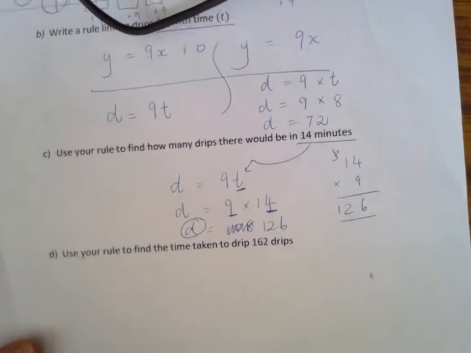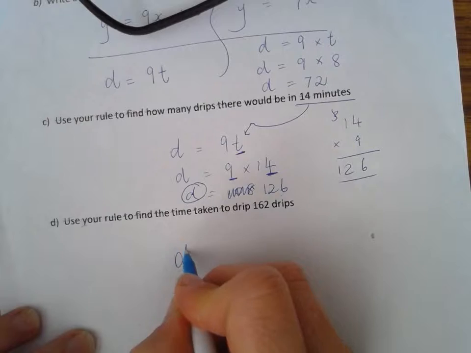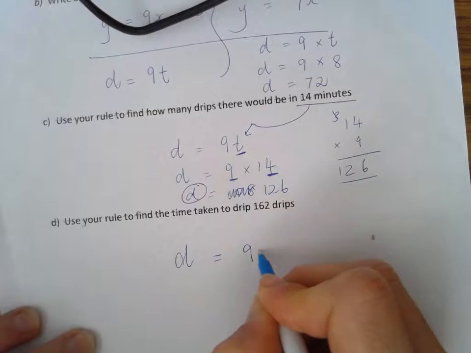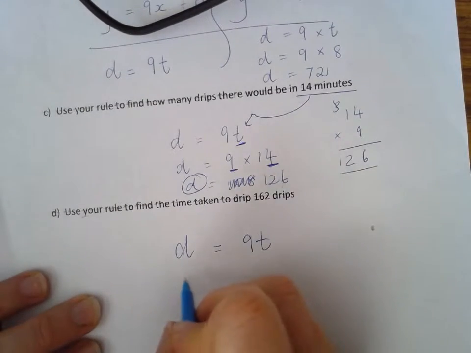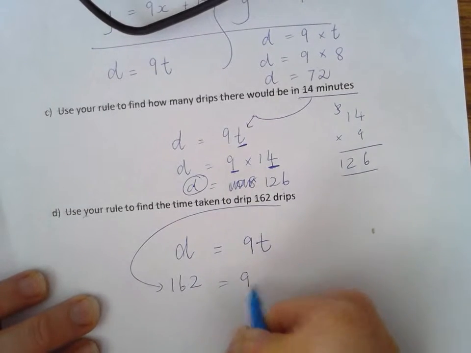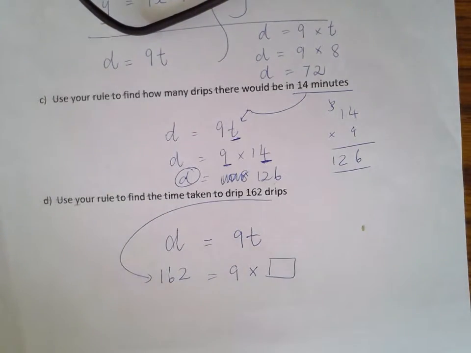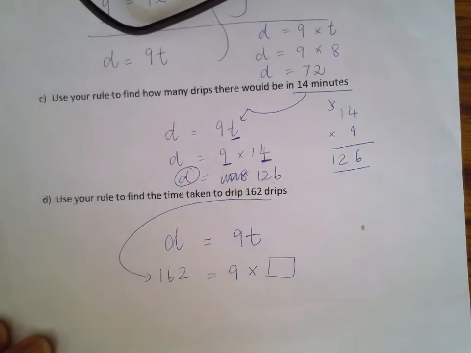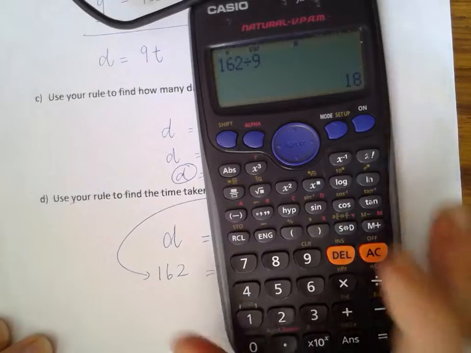Use your rule to find the time taken to drip 162 drips. So drips equals 9t. That's our rule that we created in question B. Okay, now this time it's going to be 162 drips equals 9 times, you're going to find the time taken. Okay, so we've talked about the fact that when you're trying to find the opposite box, I guess, you could just do 162 divided by 9. Okay, 18.